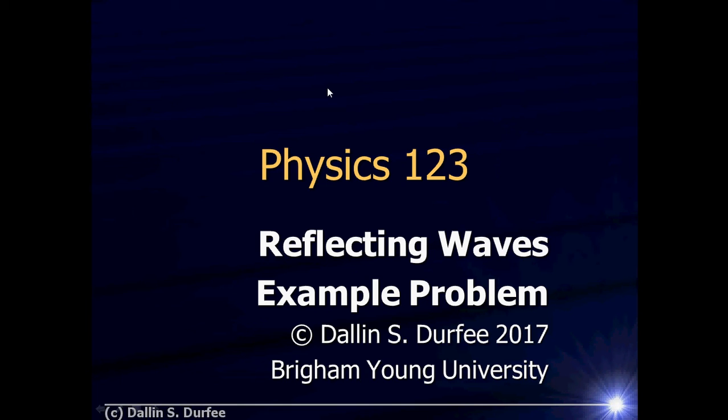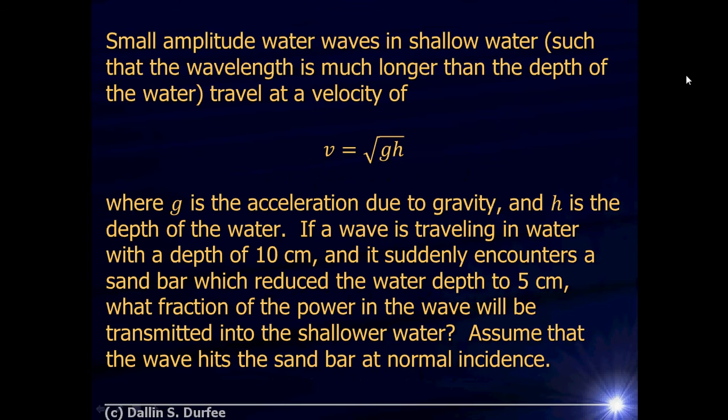All right, here's an example problem with reflecting waves. Small amplitude water waves in shallow water, such that the wavelength is much longer than the depth of the water, travel at a velocity of v equals the square root of gh, where g is the acceleration due to gravity and h is the depth of the water.